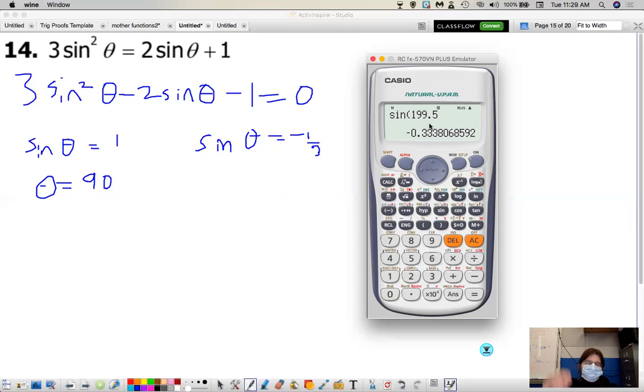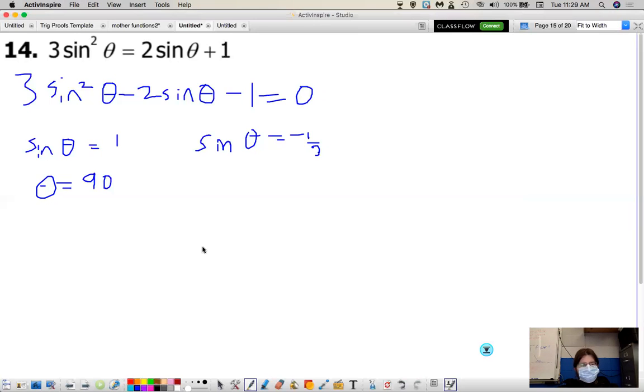Also in the fourth quadrant, so 360 minus 19.5 would be 340.5. Again, that's kind of close. That's not going to happen. We're not going to worry about that. Don't worry about it. It can happen. It will happen, just not in my class.